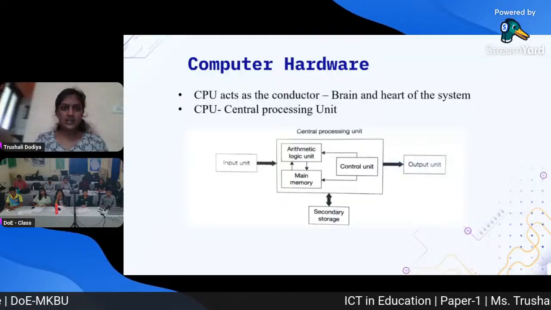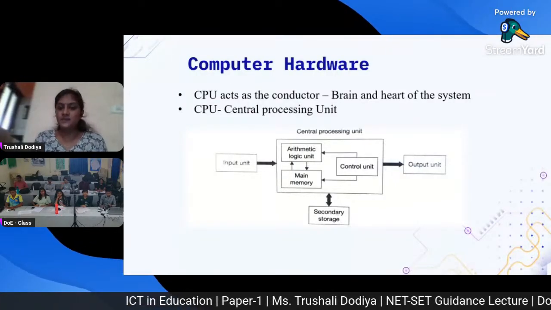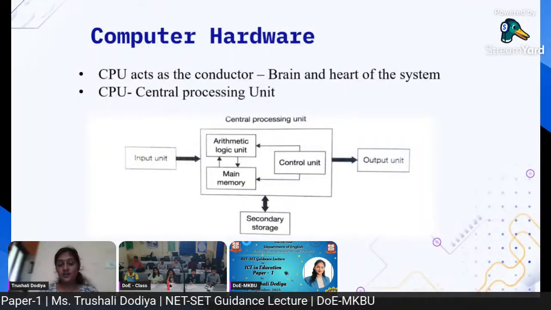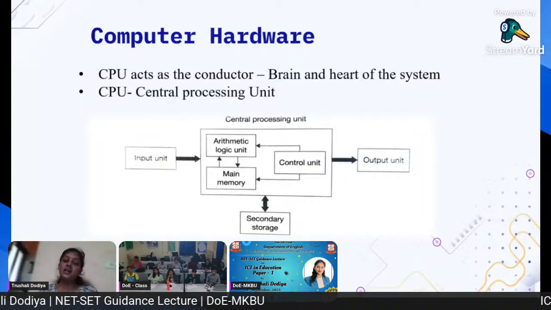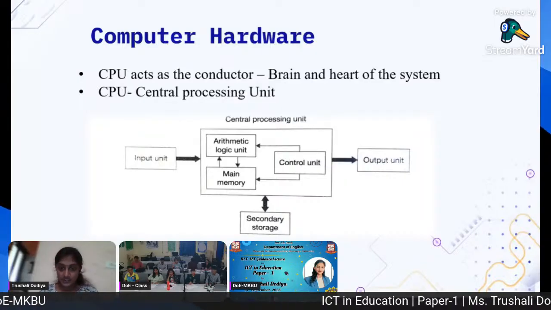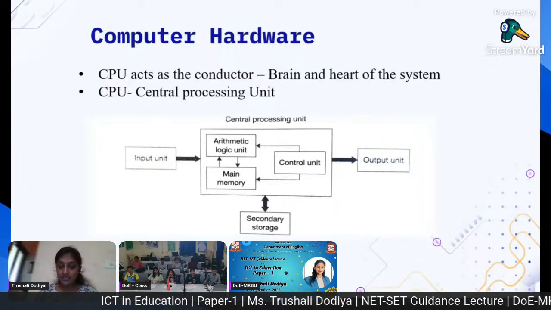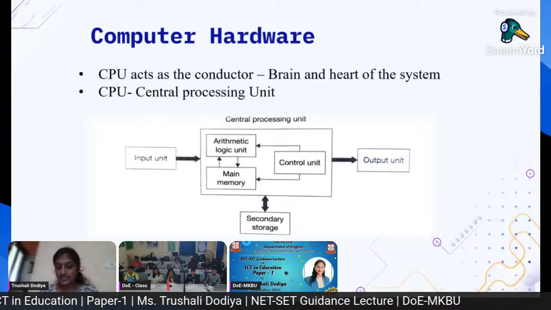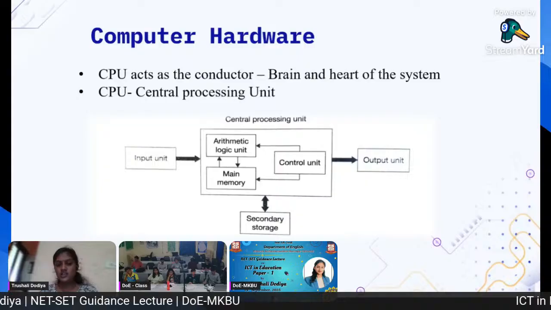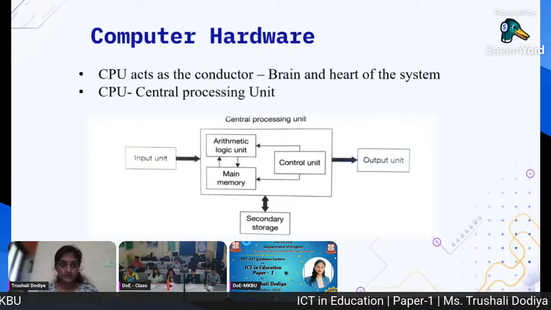Let's have a look at the computer hardware, in which the CPU, which stands for Central Processing Unit, is the brain and heart of the system from which the whole computer is controlled. There is the input unit, then the control unit, the arithmetic logic unit, and main memory. Along with that, there is secondary storage, that is the hard drive or the memory devices we use from the outer side, and then the output unit.